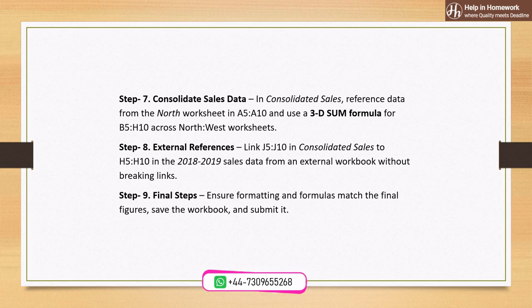Step 8. External references. Link J5 and J10 in Consolidated Sales to H5 and H10 in the 2018 to 2019 sales data from an external workbook without breaking links. Step 9. Final steps. Ensure formatting and formulas match the final figures, save the workbook, and submit it.